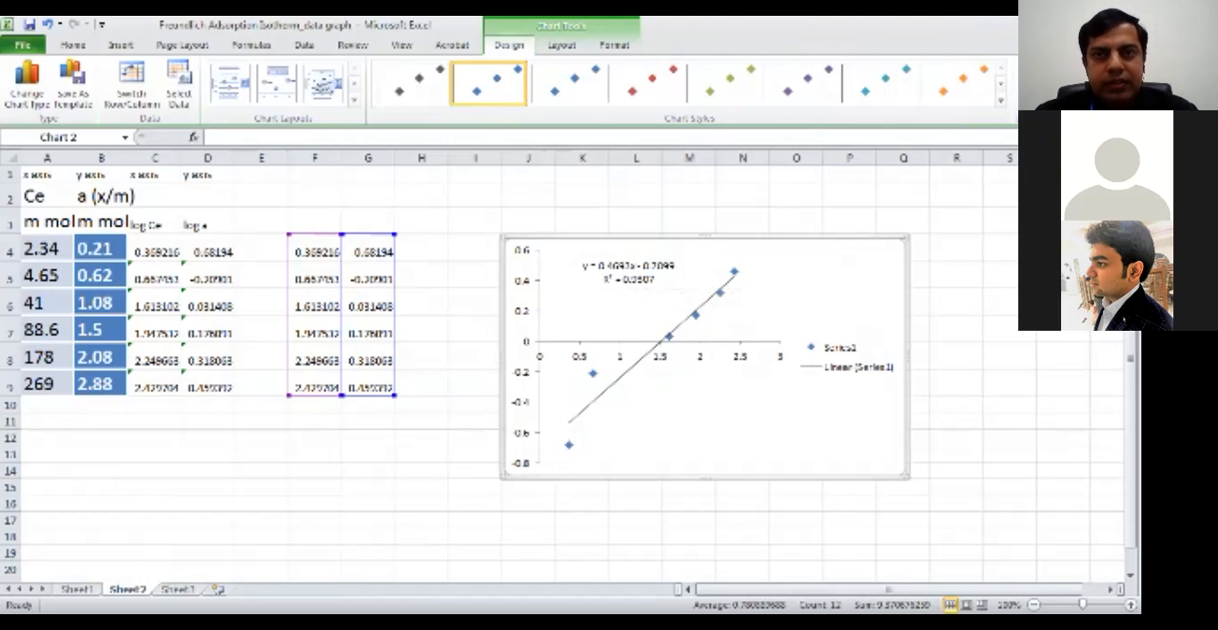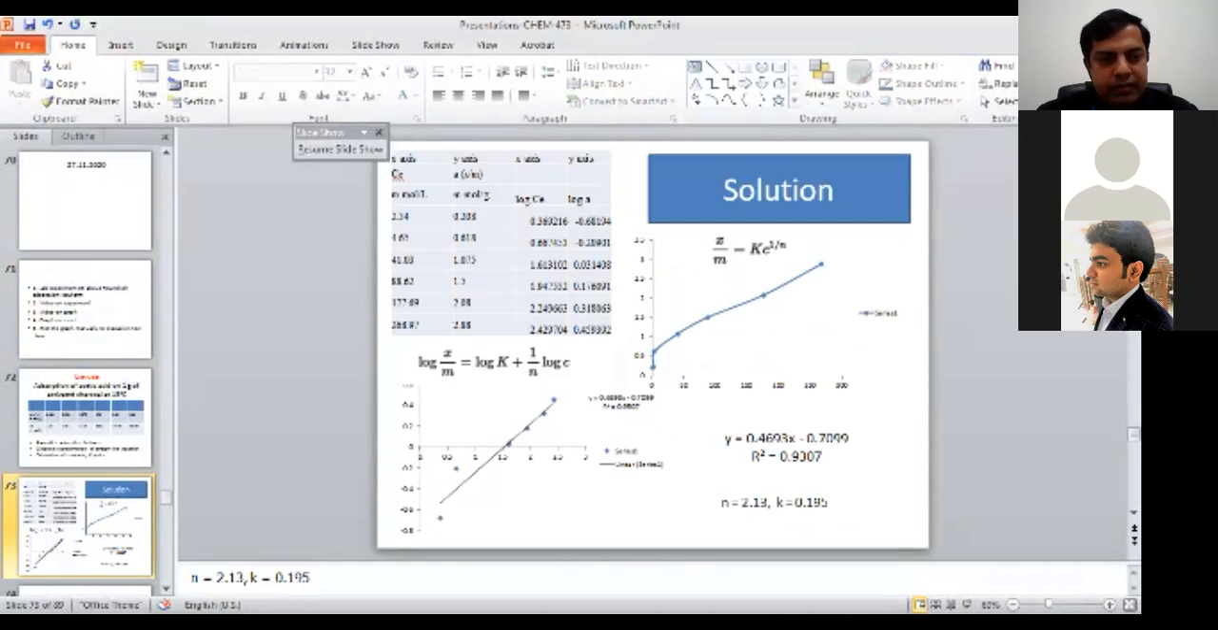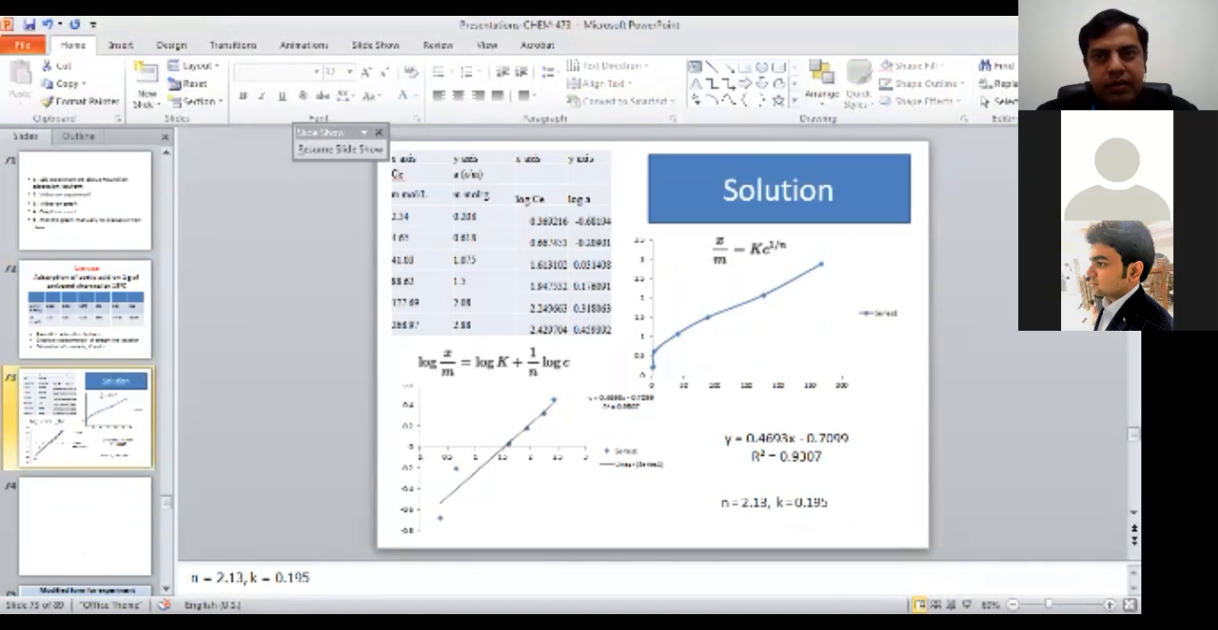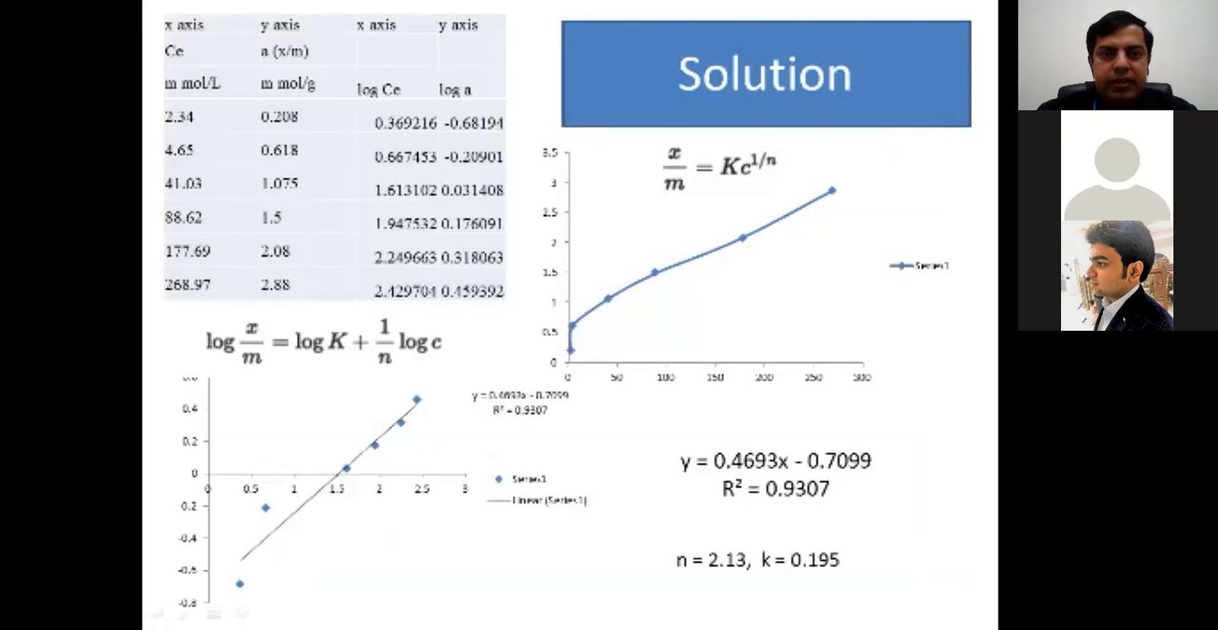So I'm just stopping this one and sharing another slide in which I have already calculated these constants, and I will show you how to calculate these. So moving to the data you have taken.